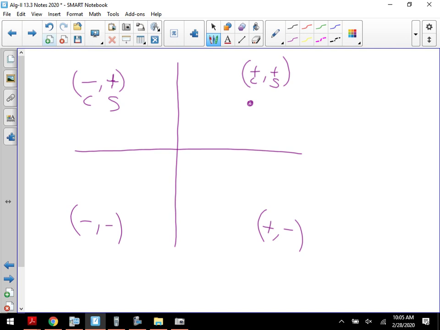What about the third quadrant? They're both negative. And then positive, negative.